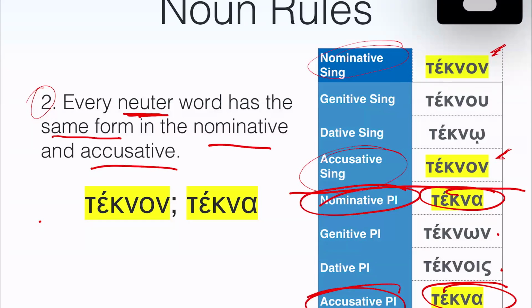Now, while that makes memorizing your paradigm or your declensional pattern for teknon, meaning child, nice and easy, when you're actually doing translation, you've got to pay close attention, because you don't know whether this is the subject or whether it is the object of the sentence. And so you actually need to rely on the context in order to work that out.